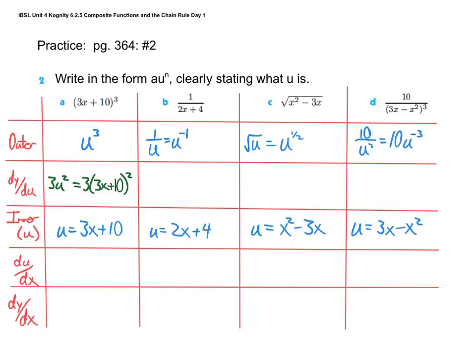How about the derivative of u to the negative 1 on B? Negative 1, u to the negative 2. There we go. Negative 1, u to the negative 2. Now I know that something to the negative 2 power means that it's over that squared. Okay, that's the negative 2 power. So, and the u is 2x plus 4. So I'm going to plug that back in here.